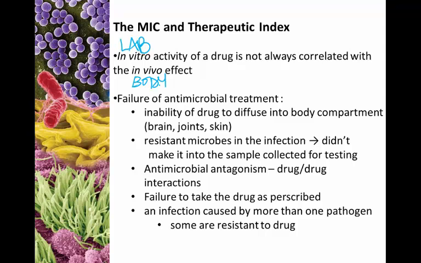We see antimicrobial antagonism, where more than one drug is used and the drugs interact and actually decrease their effectiveness because of the interaction. People fail to take the drug as prescribed. We see that a lot, especially in people stopping medications before they've taken their entire dosage, or in infections caused by more than one pathogen, where we see what we call polymicrobial or mixed infections. Lots of times the symptoms don't necessarily go away, or they subside slightly and then rebound, because the drug works on one of the organisms but not on the other.